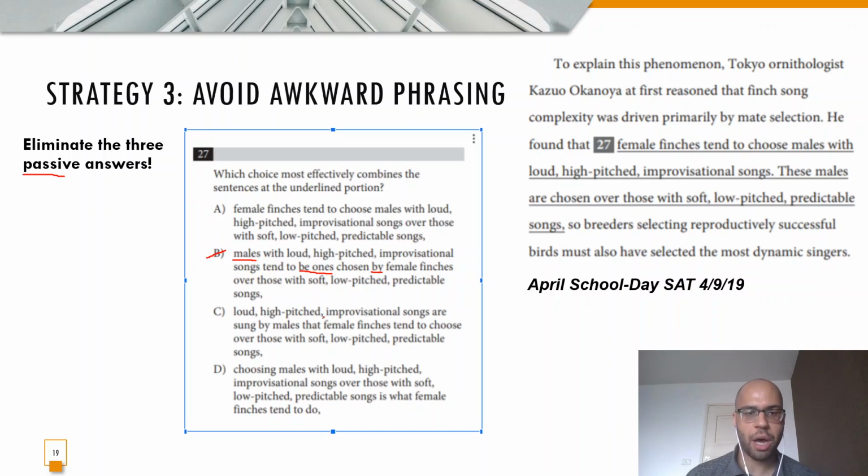Loud, high-pitched improvisational songs are sung by males. Okay, again, this is passive. Males, that female finches tend to choose. So we've got a lot of passivity happening. Rather than saying males sing these songs, we're saying that these songs are sung by males. And then rather than putting the female finches up at the beginning, as the main actors here, we're putting the focus on songs.